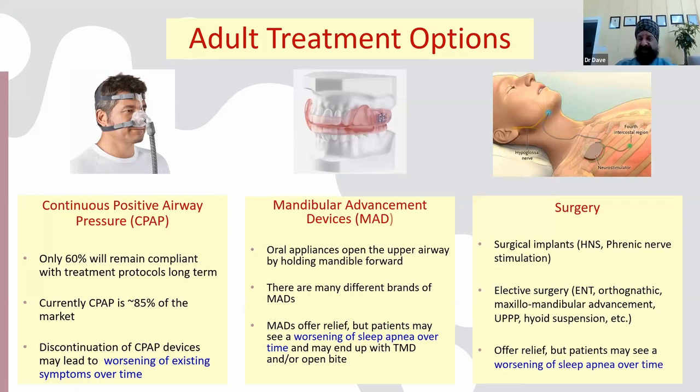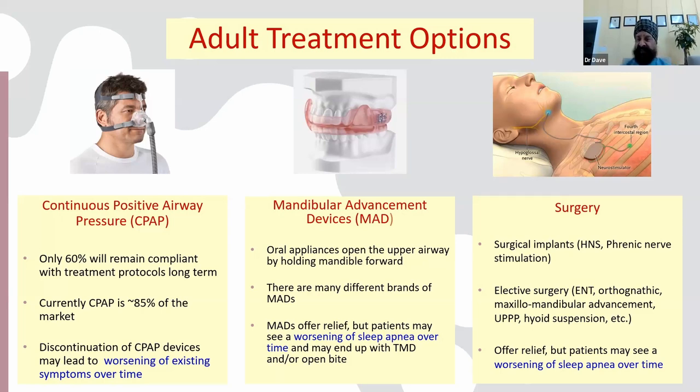The phrenic nerve is used in cases of central sleep apnea, where the diaphragm is not getting any kind of stimulus from C3, 4, or 5, and therefore you need to stimulate that to get the breathing going again. And the hypoglossal nerve stimulation, as you know, is targeting the genioglossus muscle and trying to activate that muscle to prevent oropharyngeal obstruction by the tongue. Then there's a whole bunch of elective surgical procedures, ENT procedures, that are done for septal deviation, turbinate reduction, and so on and so forth.